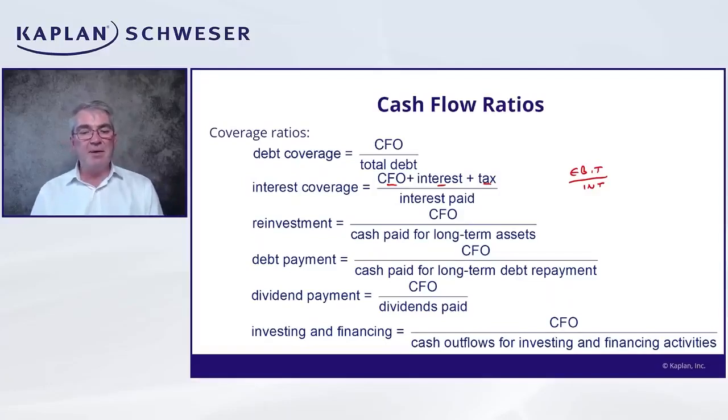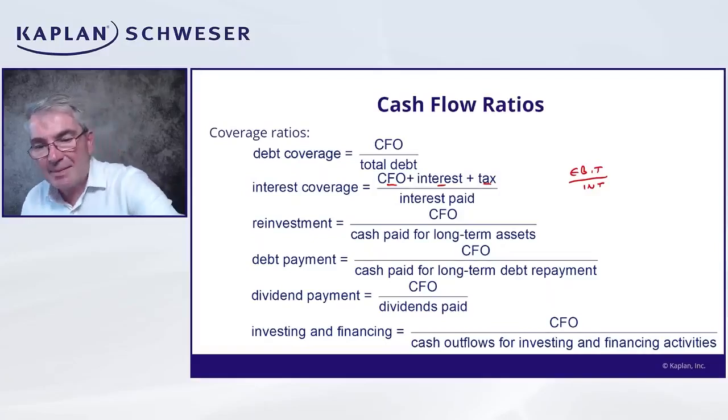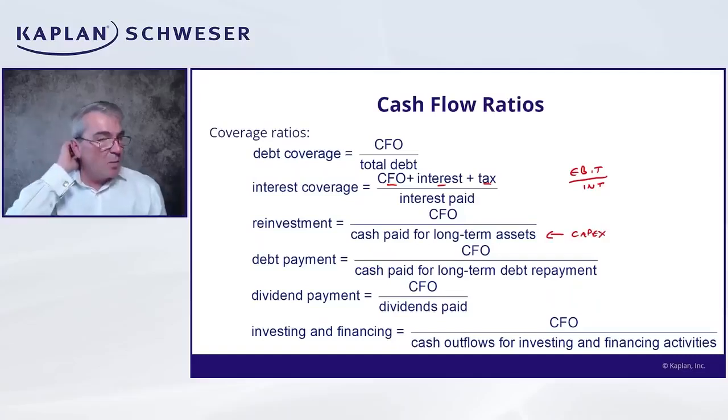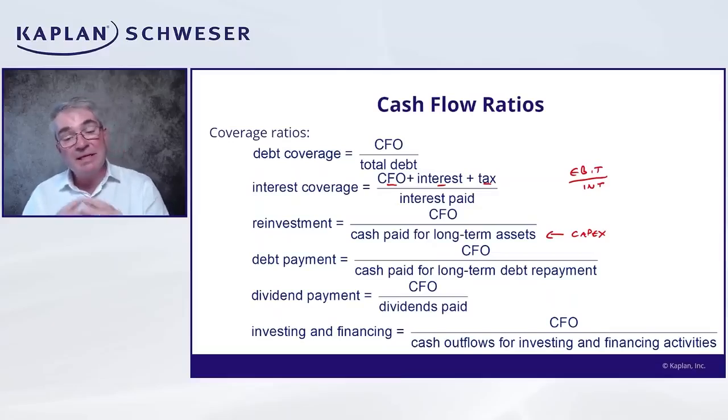Reinvestment, CFO, compared to cash paid for long-term assets, so capital expenditure in other words. Again, we want this ratio to be greater than 1. We want to make sure that we can afford our capital expenditure from the cash that the company raises from its day-to-day business operations. Because if we can't, then we're going to obviously have to raise more debt.